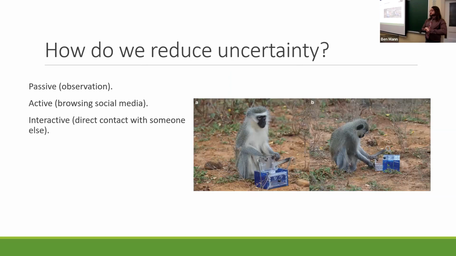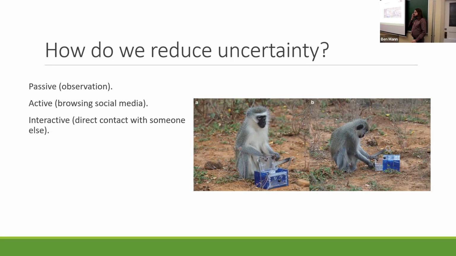So we reduce uncertainty passively, right? A lot of monkeys and apes are really good at observational learning. They see one monkey that's able to open the box, and then using that observation, open the box up for themselves. So you might casually, passively observe somebody that you're getting to know. For instance, seeing another student in the class who's talking in a group and getting to know them a bit better. We can also actively reduce uncertainty.